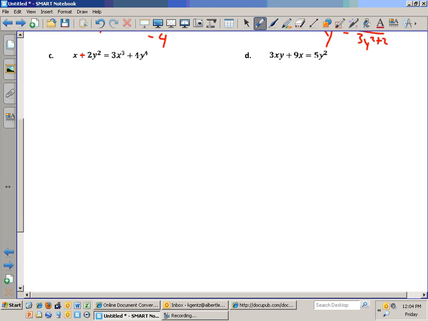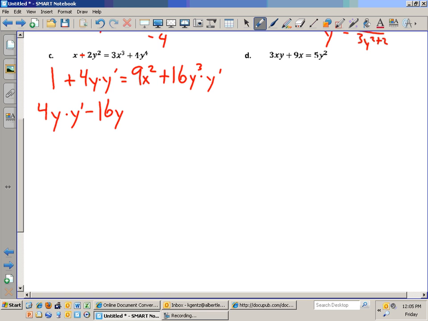x plus 2y squared equals 3x to the third plus 4y to the fourth. What's the derivative of x? 1. 2y squared, 4y y prime, equals 9x squared. What should you do now? Yep, get everything with y prime on one side, so 4y times y prime minus 16y to the third times y prime equals 9x squared minus 1.